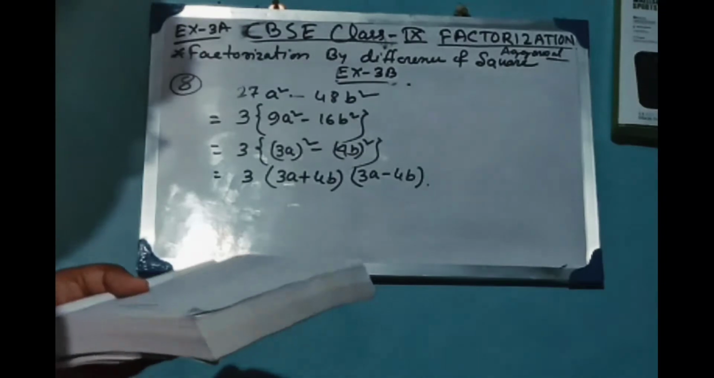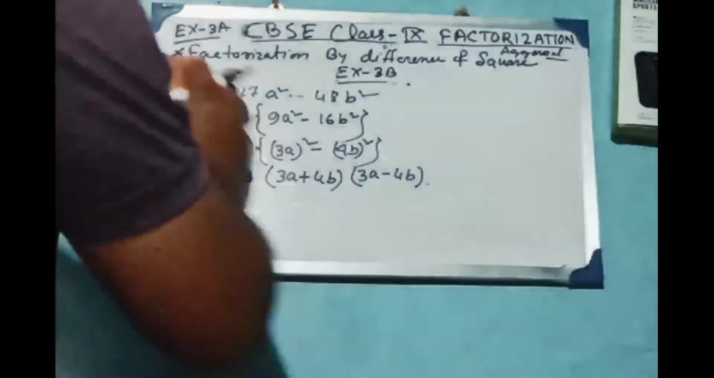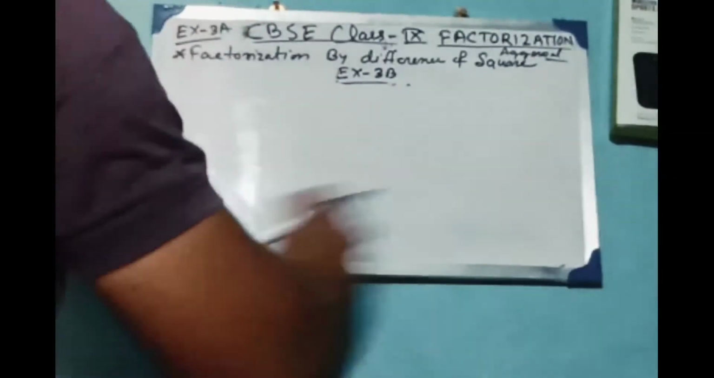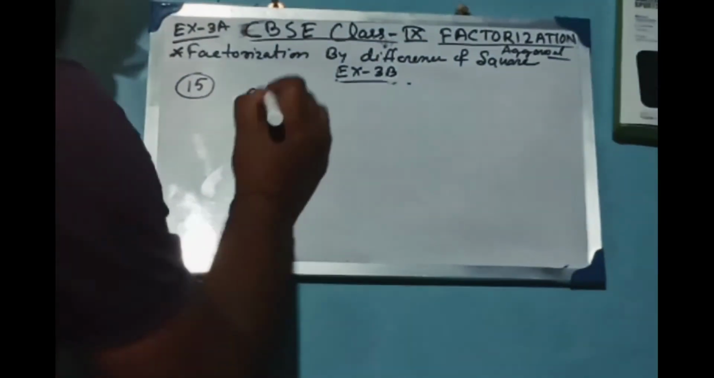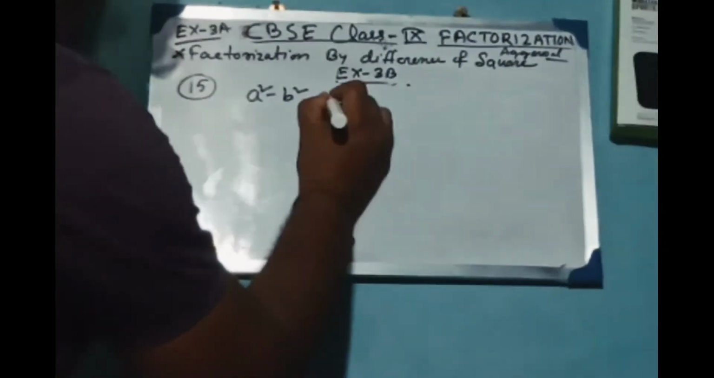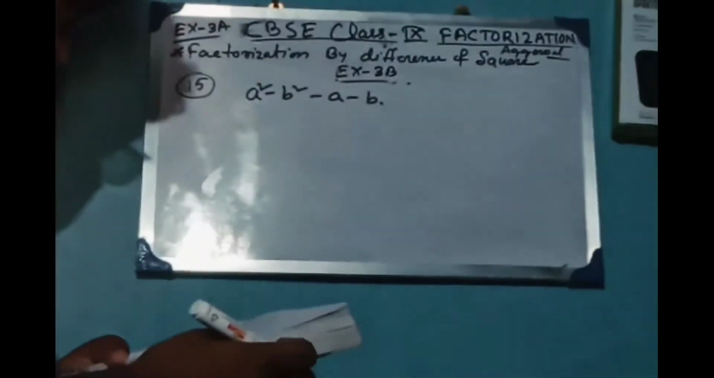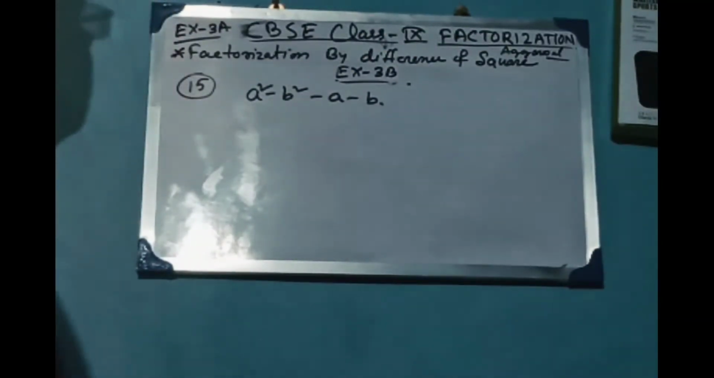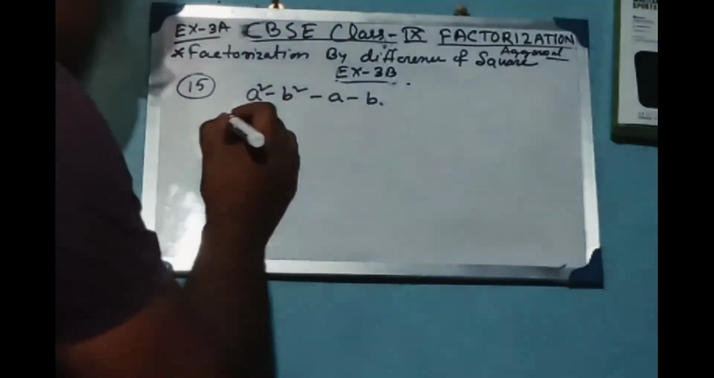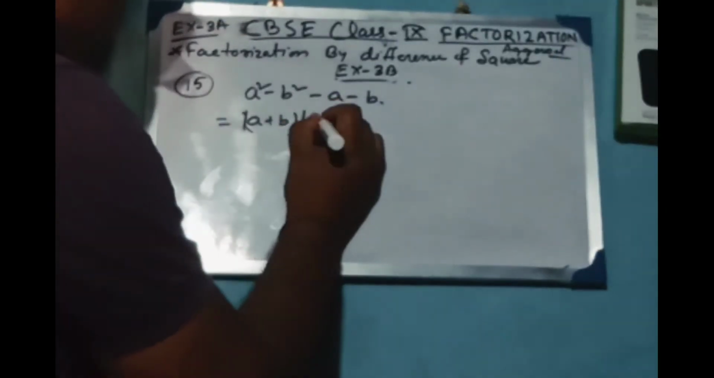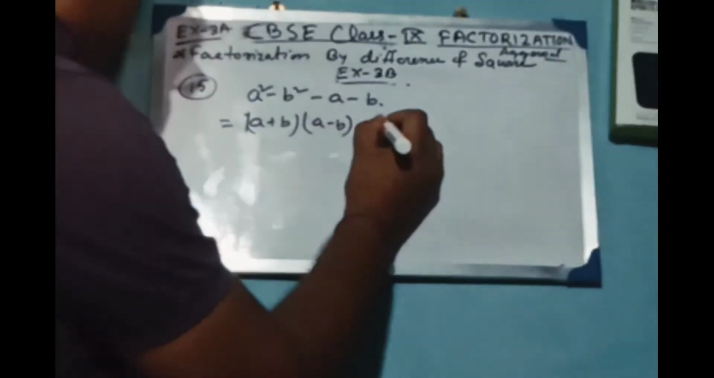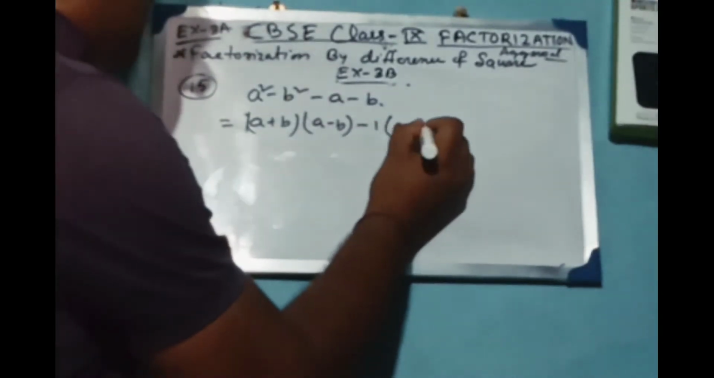Question number 15. I am taking question number 15. It is given that a square minus b square minus a minus b. We have to factorize it. So that equals a plus b into a minus b minus 1, taking common a plus b.